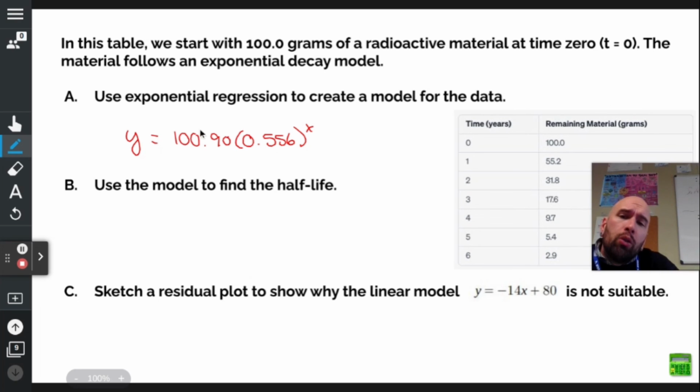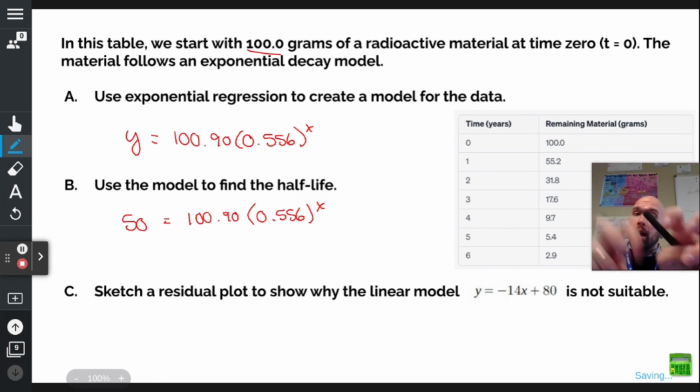But now what I have to do is use this information to find the half-life. What is the half-life? The half-life is how long it takes for my material to be cut in half. So I care about what happens when my total amount is 50. So 50 is going to be equal to 100.90 times 0.556 to the x power. Again, just like in the last problem, I don't know anything about logs. So I'm going to leave this in my calculator, and in another y equals part, I'm going to set it equal to 50 and see how long it takes to get my stuff cut in half.